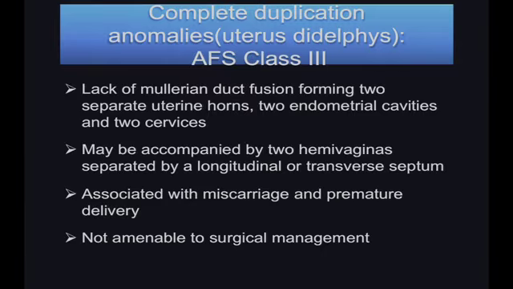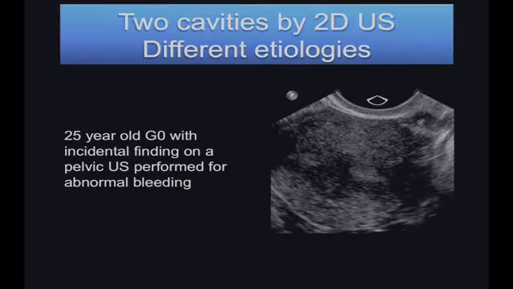And it also may be accompanied by two hemivaginas separated by a longitudinal or transverse septum. This is associated with miscarriage and premature delivery, as was the case in this patient. And it is not amenable to surgical management, as the septate uterus would be. So here we have our third example of two cavities, a 25-year-old gravida-0 with the incidental finding on a pelvic ultrasound performed for abnormal bleeding.